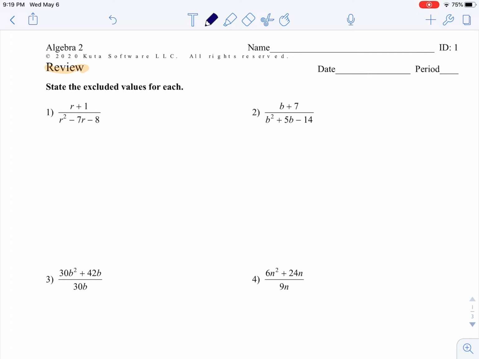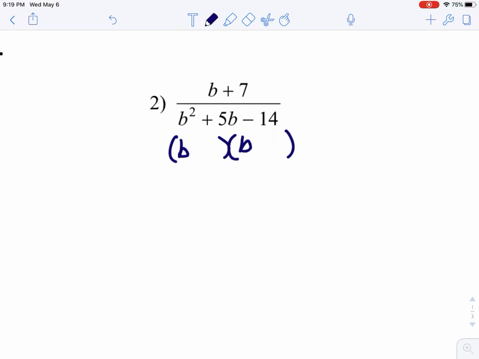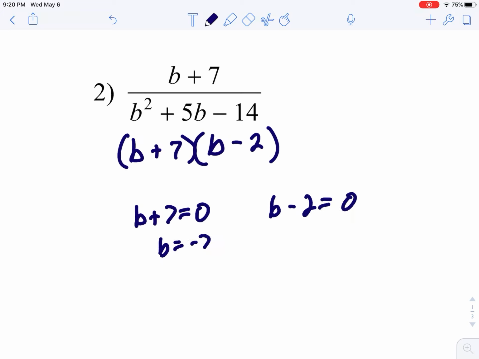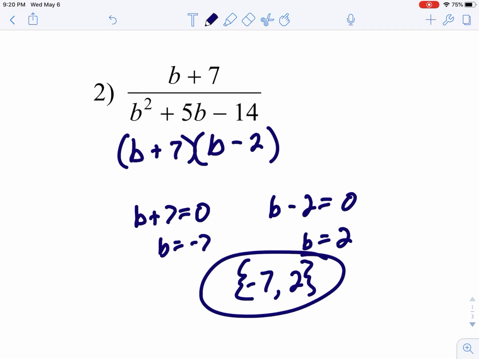Okay, to find excluded values, factor the denominator if it can be factored. So this is b and b. What will multiply to 14 and add up to 5? Probably 7 and 2, if you have a positive 7 and a negative 2. And then you set each one of these equal to 0 and solve them. So this one's going to be negative 7. Add 2 over here, this one's going to be positive 2. So those are the 2 excluded values right there.